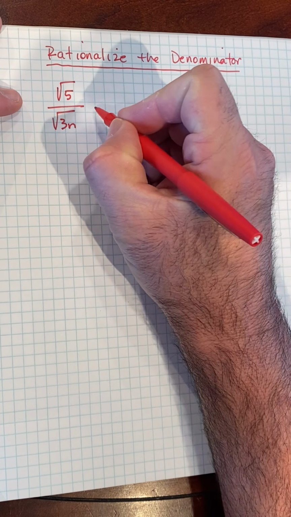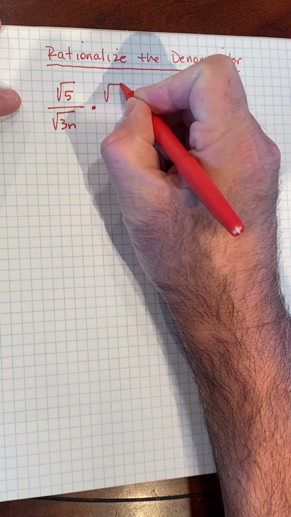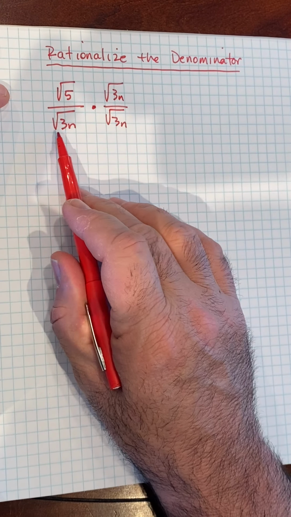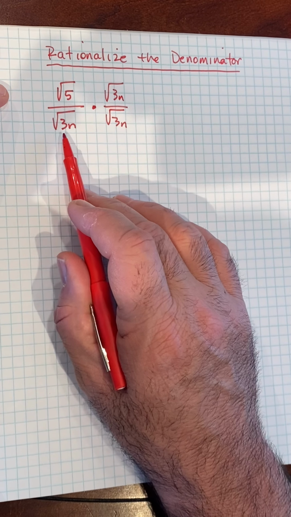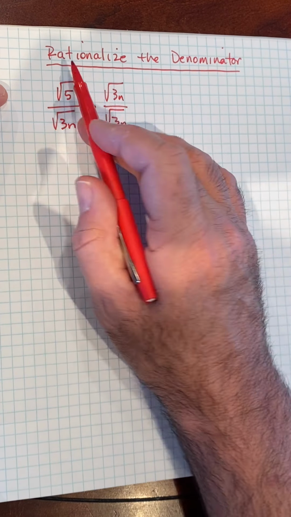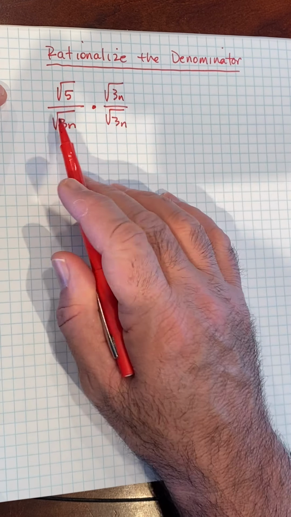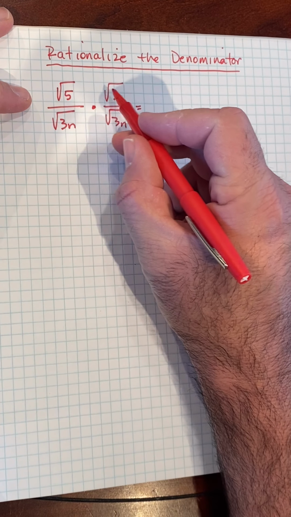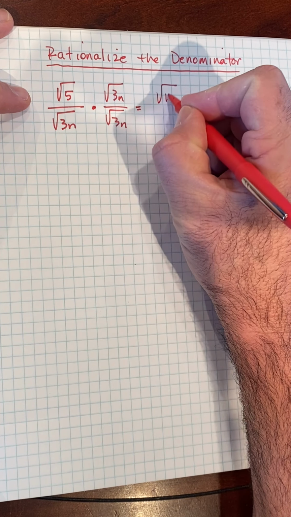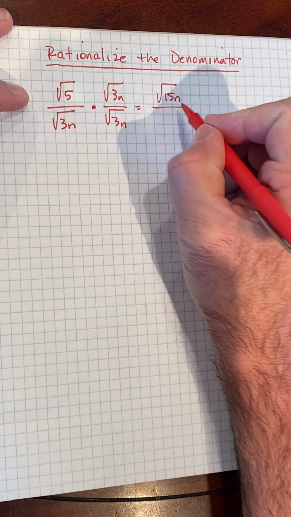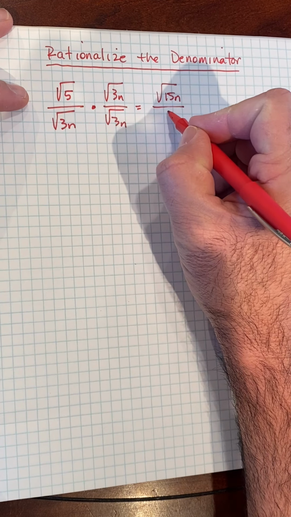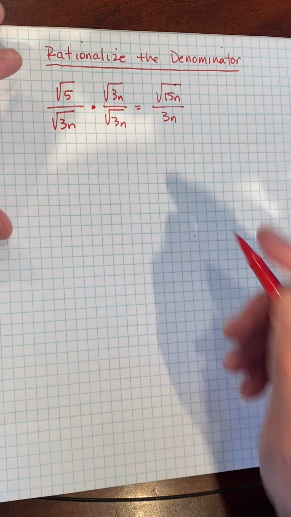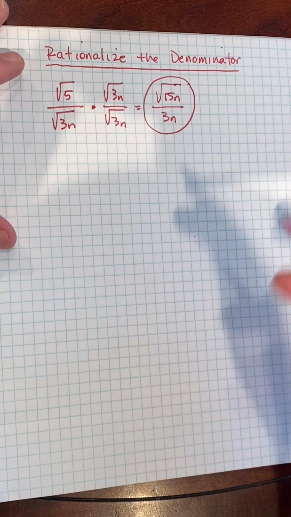So instead, what I'm going to do is multiply by the square root of 3n over the square root of 3n. Because right now, the square root of 3n looks like it's an irrational number. So we want to rationalize the denominator. Turn the denominator into a rational number. So now, multiplying root 5 times root 3n is root 15n. And root 3n times root 3n is just 3n. So that I cannot simplify any farther, and it is in simplest form.